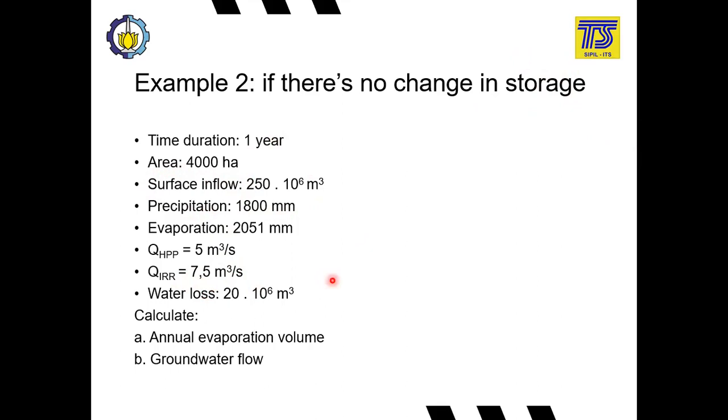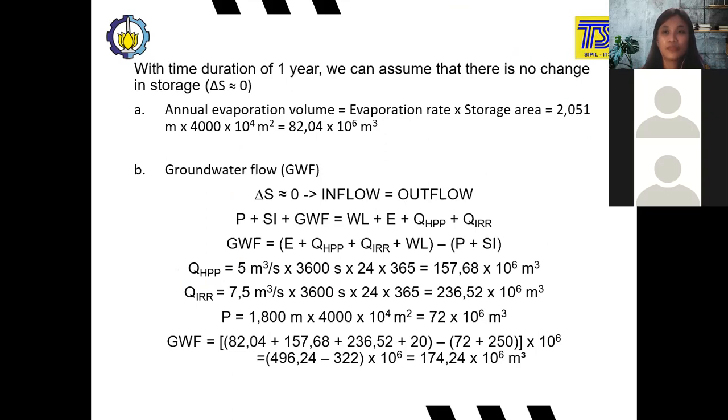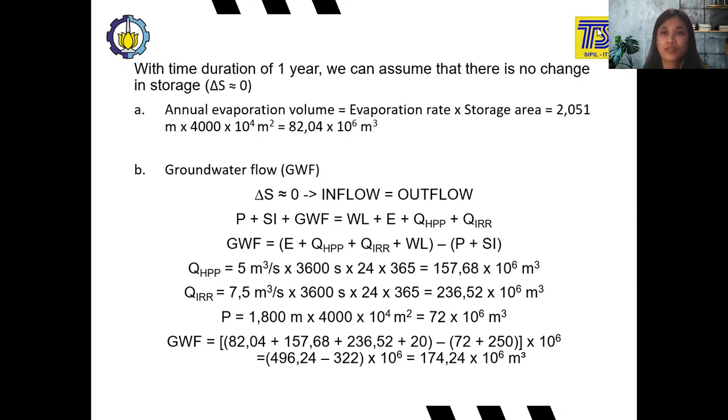From the data here, we can calculate the annual evaporation volume and the groundwater flow. First, we calculate the annual evaporation volume. Here, we already got the evaporation rate.